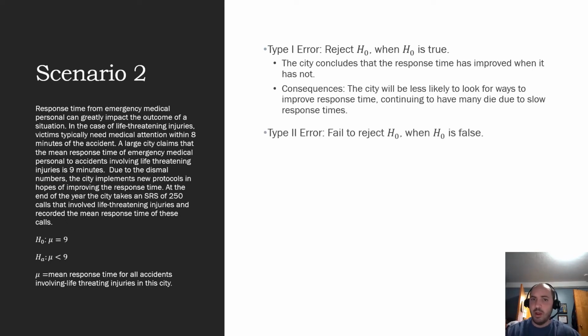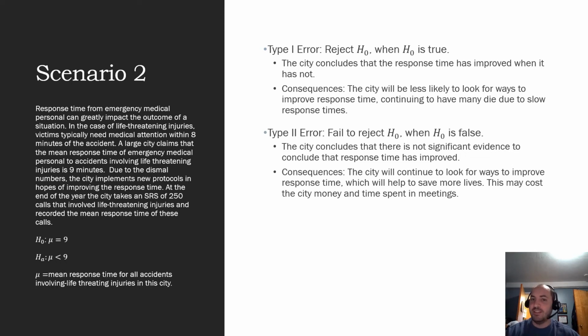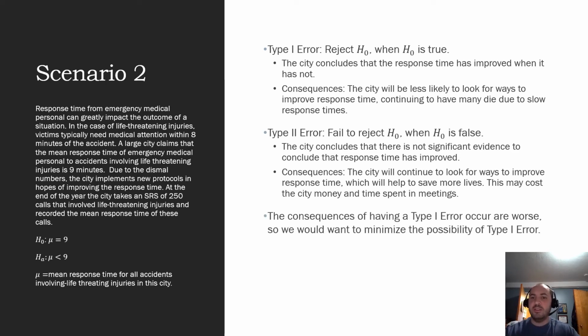The type 2 error, though, when you fail to reject the null hypothesis when it is false, that's just going to lead the city to say, hey, we don't have significant evidence to determine that the mean time is improved, which means they're probably going to be more likely to continue to look for ways to improve and decrease that mean response time. So it's going to take some time and money, but that's going to, at the end of the day, help save more lives probably. So type 2 error is probably not the worst thing to cause here. So in this scenario, type 1 error is definitely worse than type 2. So the consequences of that are worse.